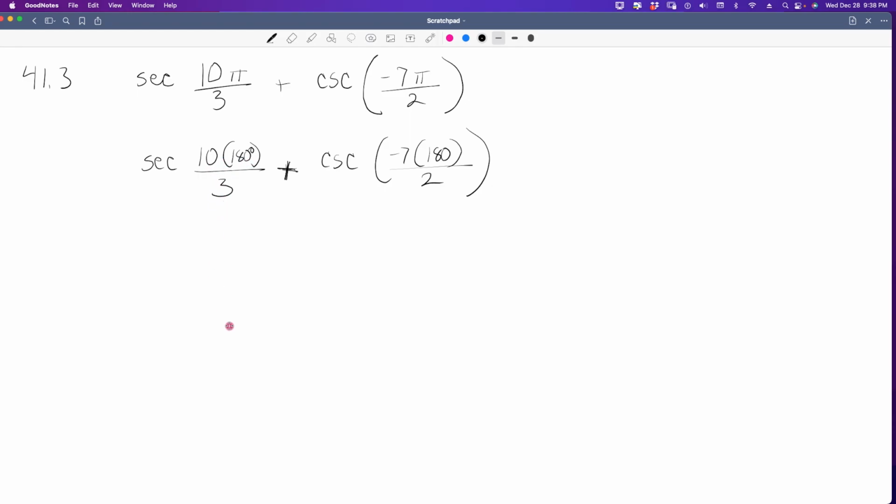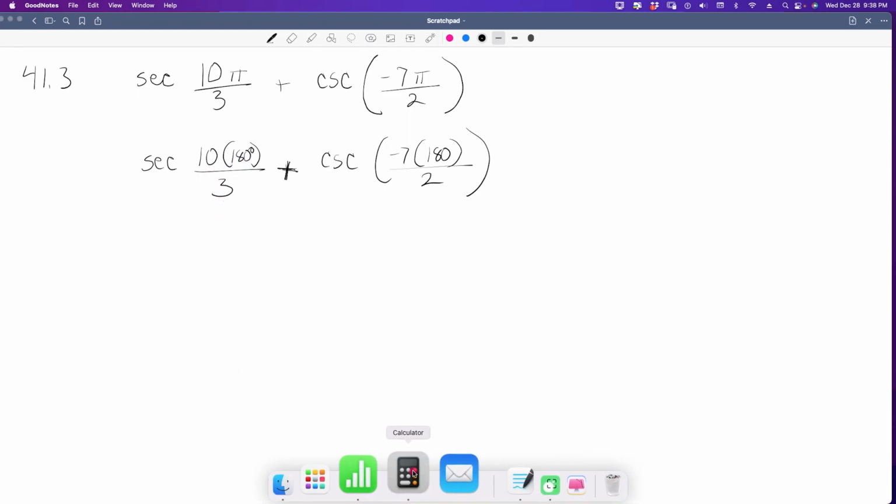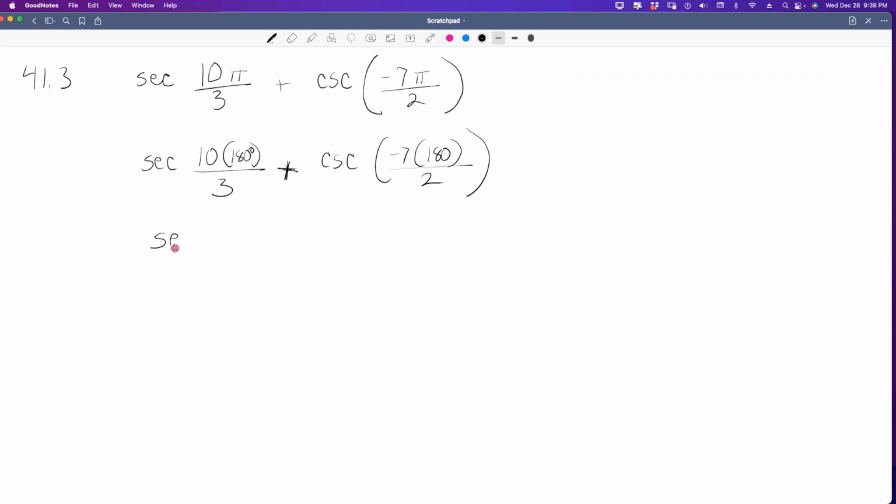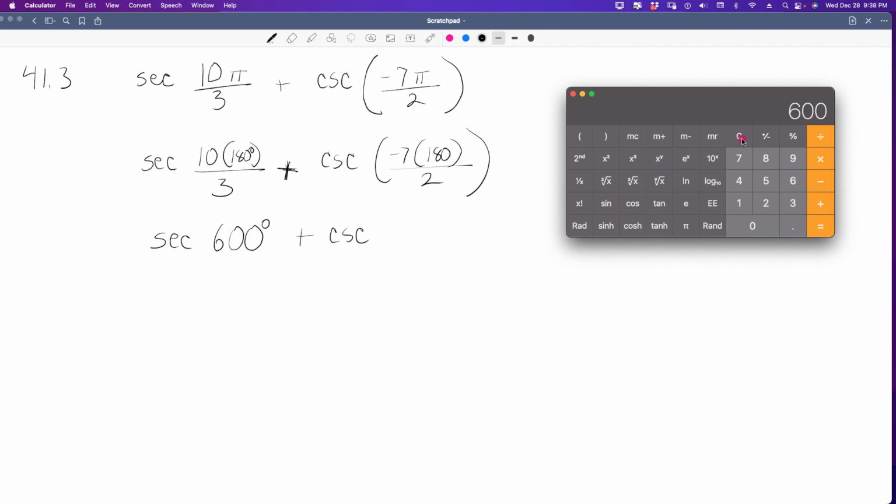All right, so let's do the math here and see what we have for our degree measure. So 10 times 180 divided by 3 is 600 degrees. That is a large rotation there. So 600 degrees, we know that's an over rotation. So it's more than once around. And we're going to do the cosecant, and here we have, clear this, 7, and it's negative, times 180 divided by 2.